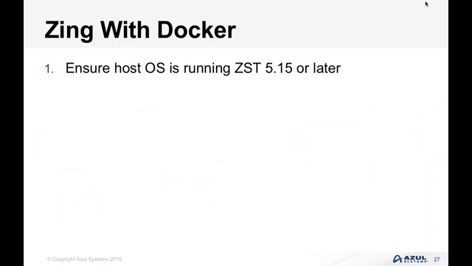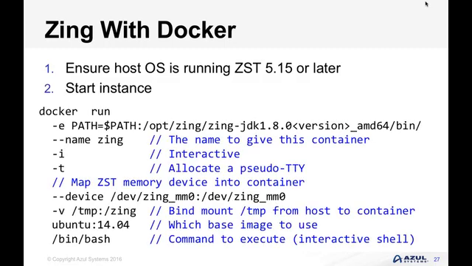Right, so if we want to use Zing with Docker, what do we need to do? Just go through this very quickly, but basically ensure that your host operating system is running version 5.15 or later of the Zing system tools. Then you want to start an instance of Docker. In this case, we're going to run an instance of Docker. We will set the path so that we'll include the version of Zing and the JDK when we install it so that it's available. We'll call our container Zing.